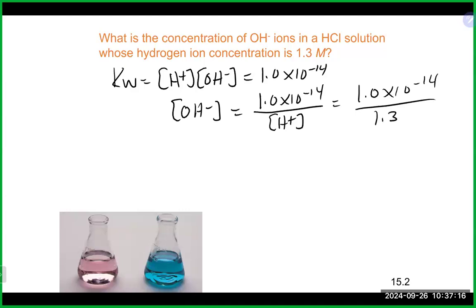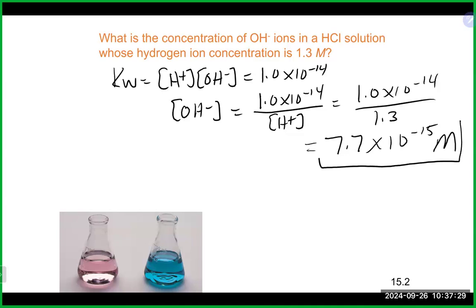We definitely want to make sure we're using our exponent button as we punch these things in, and that will yield us a 7.7 times 10 to the minus 15. This does need units as it is a concentration, so it would need molarity there as the units. Any questions on that there?